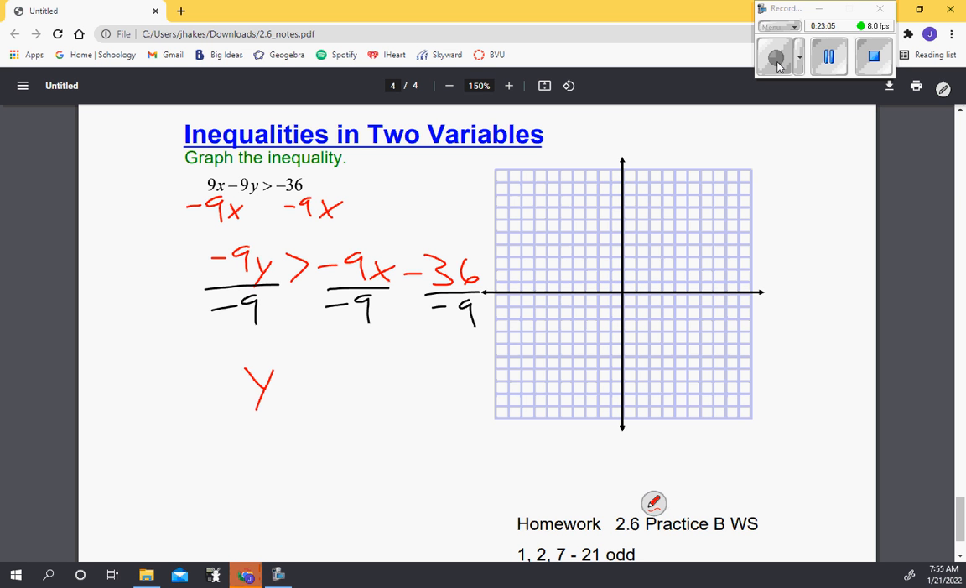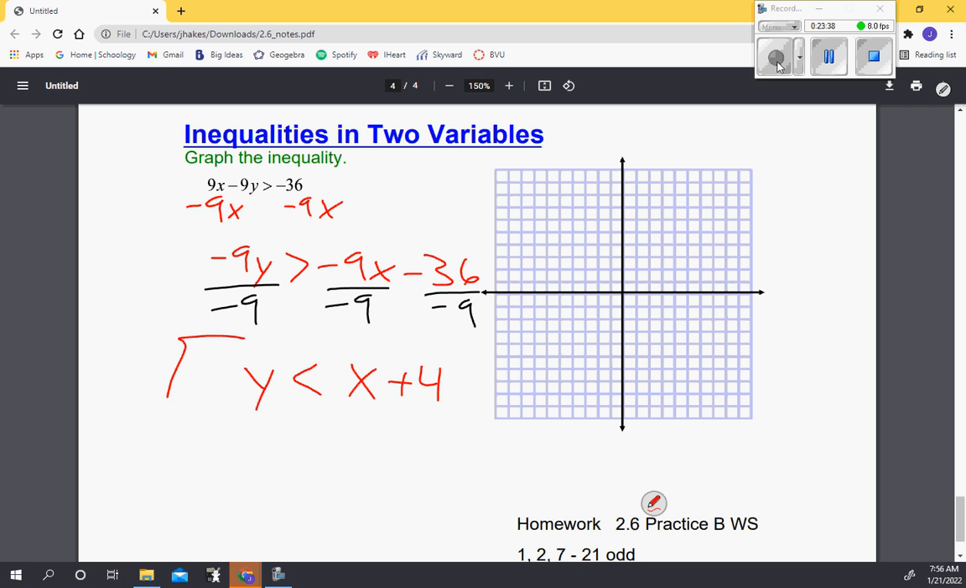So last, I get y is greater than... almost made a major mistake here. When we divide by a negative, or multiply by a negative, what happens to our inequality? The same rule still applies. The sign flips. Now, I almost made a major mistake there. I'm glad I caught myself. On the right side, negative 9 divided by negative 9 is just 1. So we're just going to have x. And negative 36 divided by negative 9 is a positive 4.